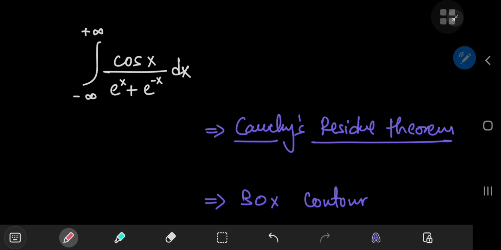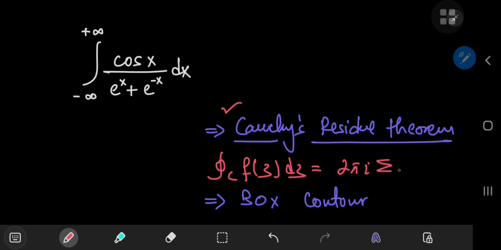Okay, this is an exotic integral that we're going to solve using contour integration. So we need the residue theorem, which states that the integral over a closed contour C of your complex valued function f of z equals 2 pi I times the sum of residues of the function enclosed by that contour.